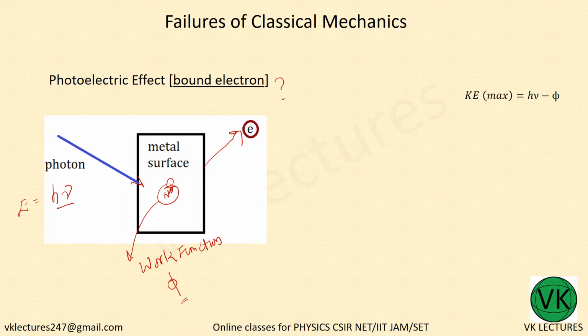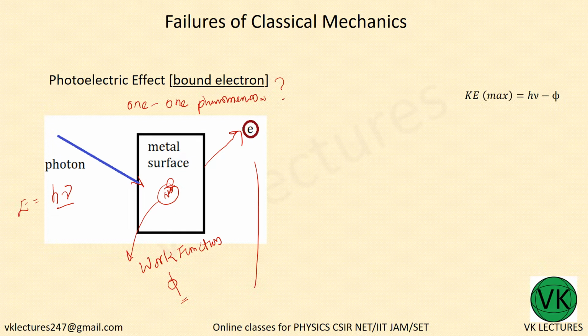Because this is just one photon coming and hitting this electron. What happens when many photons come and fall on this metal surface? Now before going into that, the photoelectric effect is a one-to-one phenomenon. Now this is something that classical mechanics could not explain. In detail we will explain now.